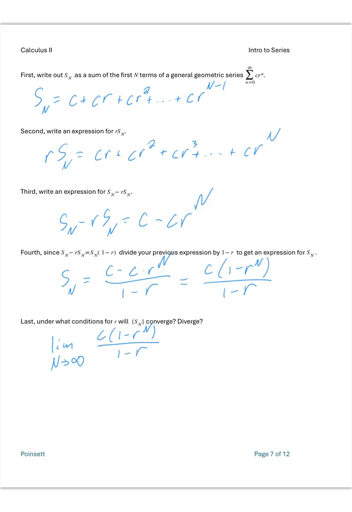Instead of evaluating this limit formally, we are going to approach it informally to save us a good amount of time. So first, imagine r was some number between -1 and 1. For demonstration purposes, let's let r be a half, and we'll let c be 1. So we've got the limit as n approaches infinity of 1 minus 1/2 to the nth power over 1 minus 1/2. We need to see what happens to this function as n approaches infinity.